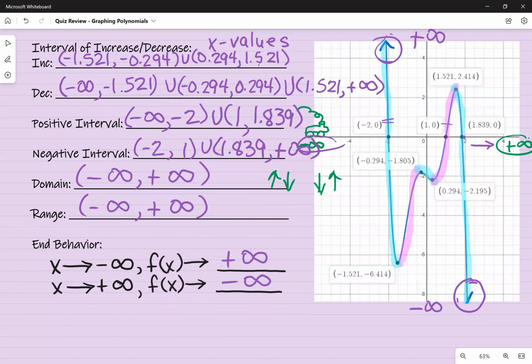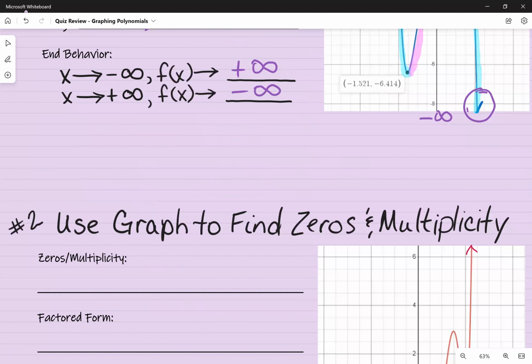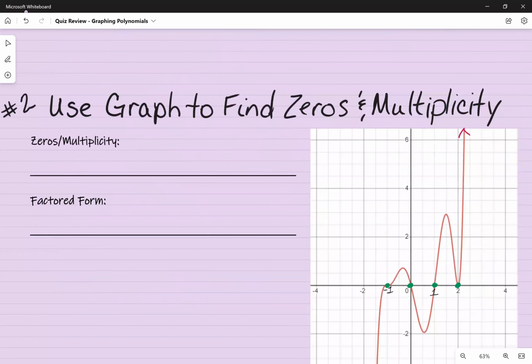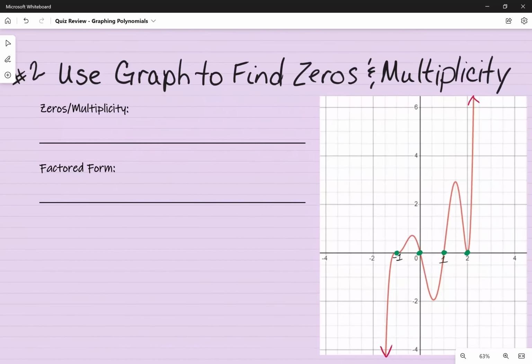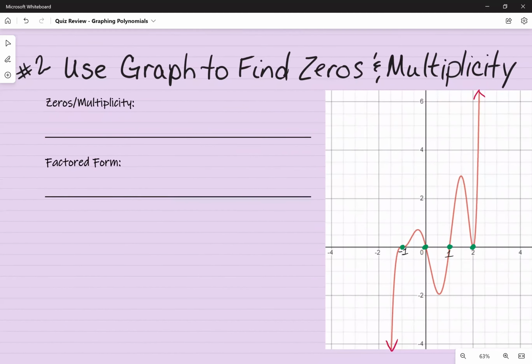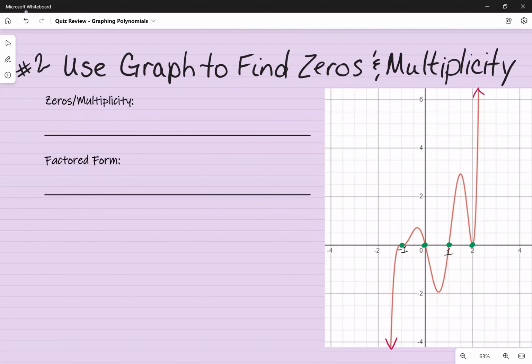Now, there's one more example I wanted to show you, which is how you look at a graph and determine your zeros and put it in factor form. So this is a different graph. On this one, I've already highlighted my zeros. And just so you know, this is actually a 7th degree polynomial graph. Yes, I only see 4 zeros, but if I understand multiplicity, I actually see more.